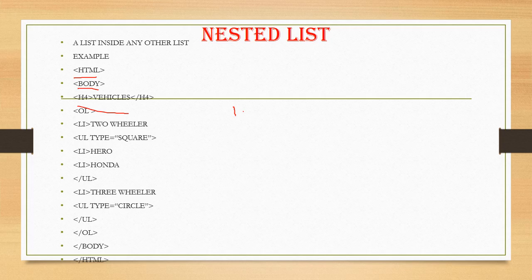So first of all, what is the first one? Two-wheeler. So we will have two-wheeler here. And what is inside it? Inside the OL, I am specifying another one. What is it? UL type. I am having another type inside it. What is it? UL type equal to square.